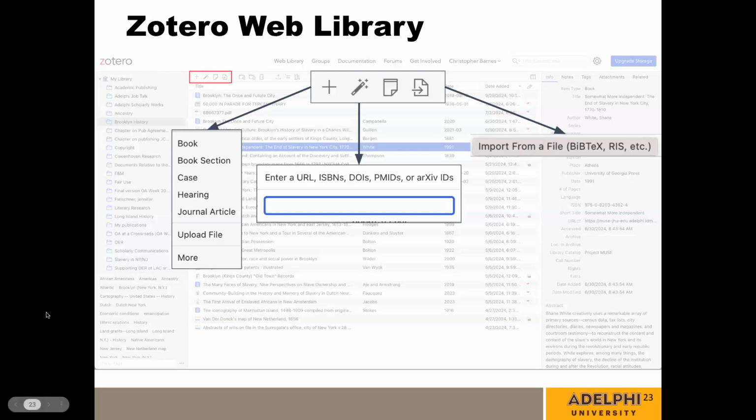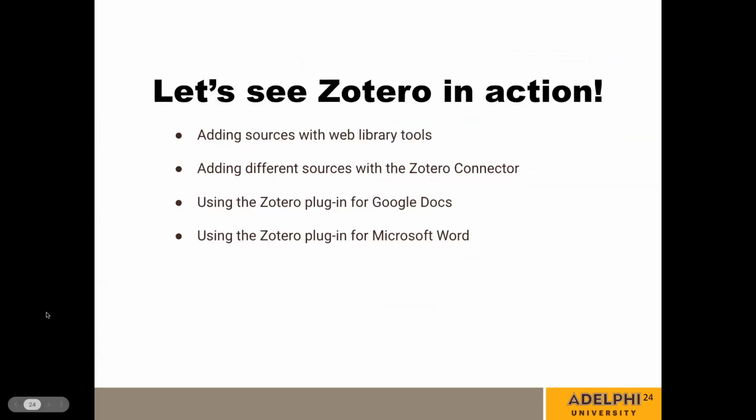All right. So here's where it gets interesting. Now we're actually going to attempt to use Zotero, all right? And I'm going to show you how to use the connector, the web library, and the desktop app all at the same time live, okay? And these are the things that we want to be looking at. How to add sources using those web library tools that were just on the screen, how to use the Zotero connector, how to work with Google Docs, and how to work with Microsoft Word. Okay.